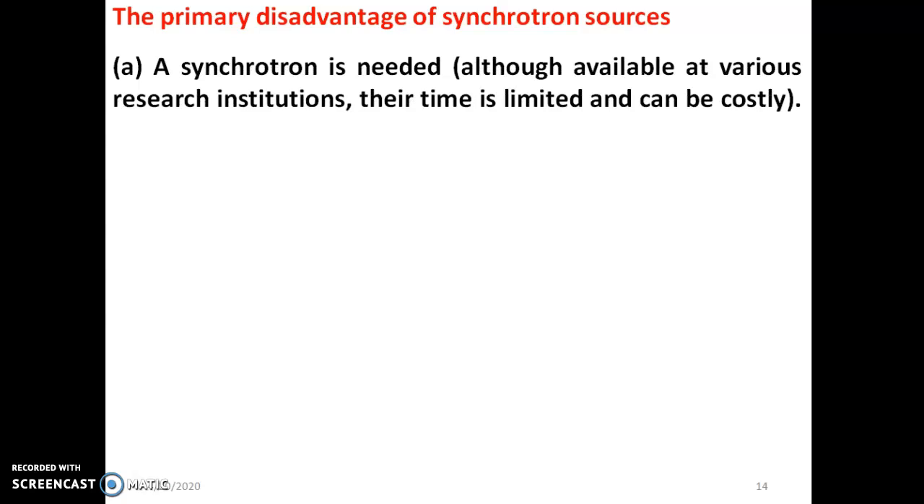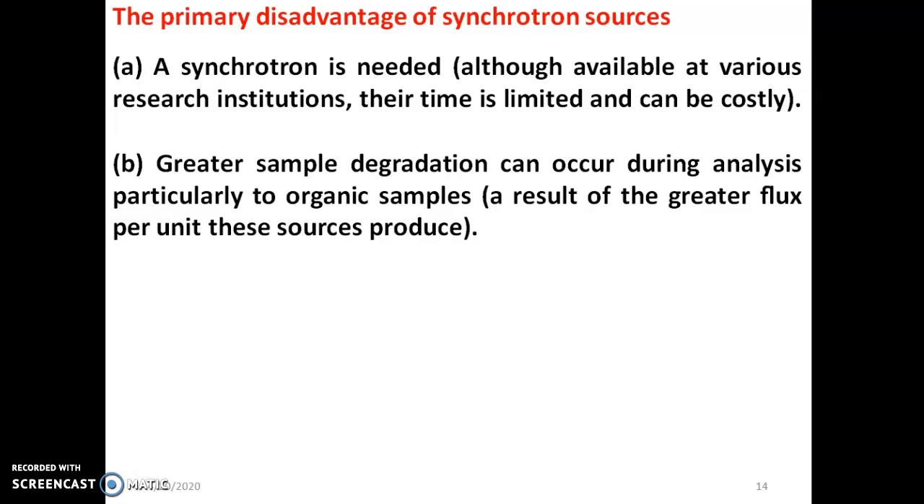The primary disadvantage of a synchrotron source is its high cost, because synchrotron technology is costly. A highly accelerated electron assembly is required. Therefore, the cost of instrumentation is very high, and greater sample degradation can occur because of the high energetic X-rays or photons, the greater flux of photons per unit area generated. Therefore, this high photon flux may degrade your material. Mostly the organic sample is degraded fast. That limits the application of the synchrotron source in XPS.